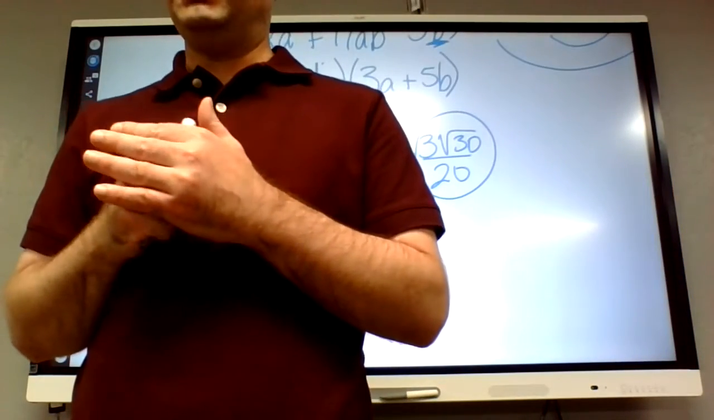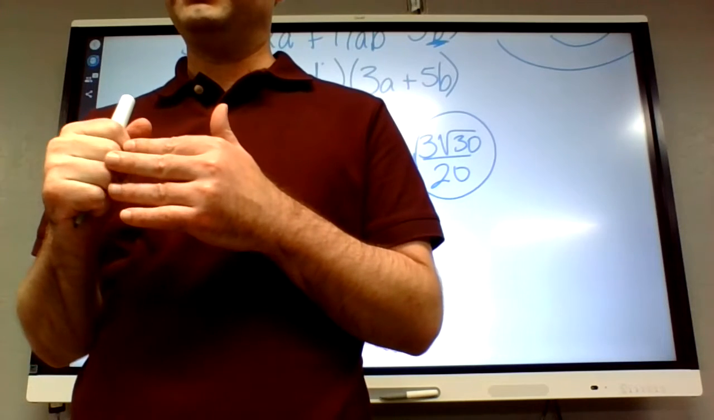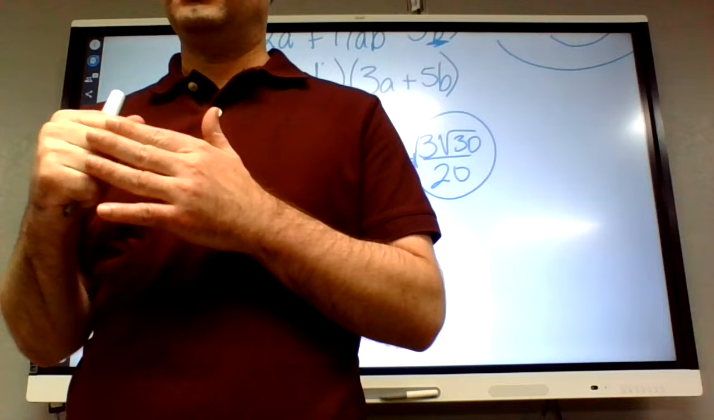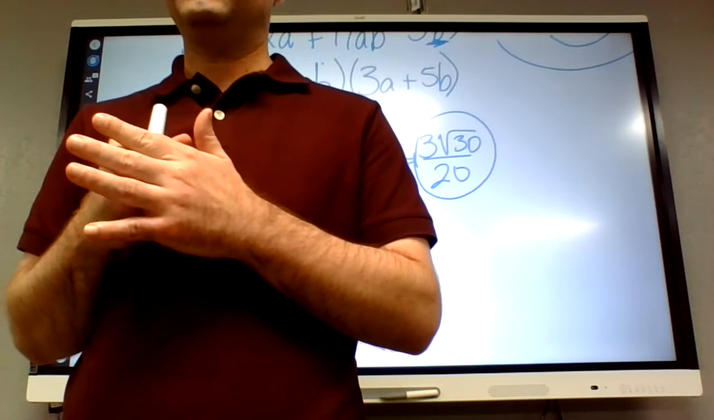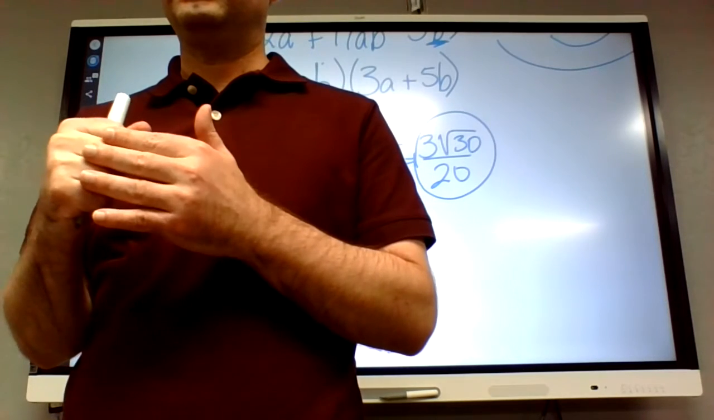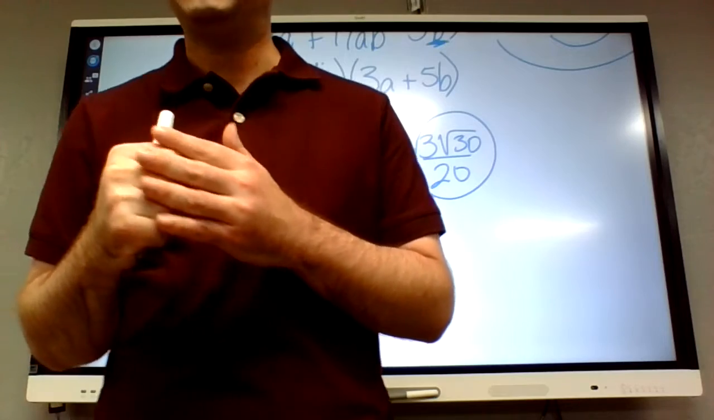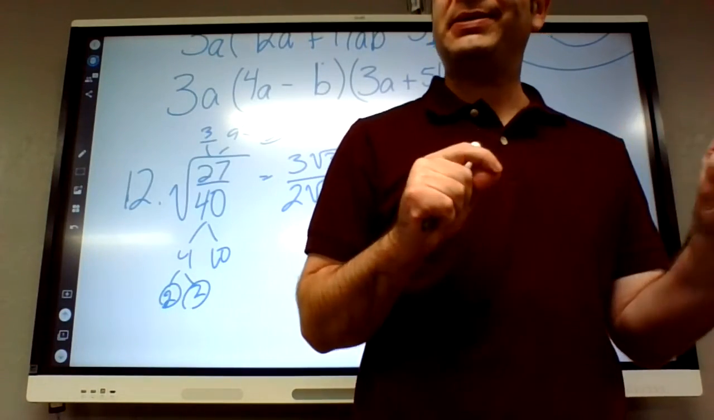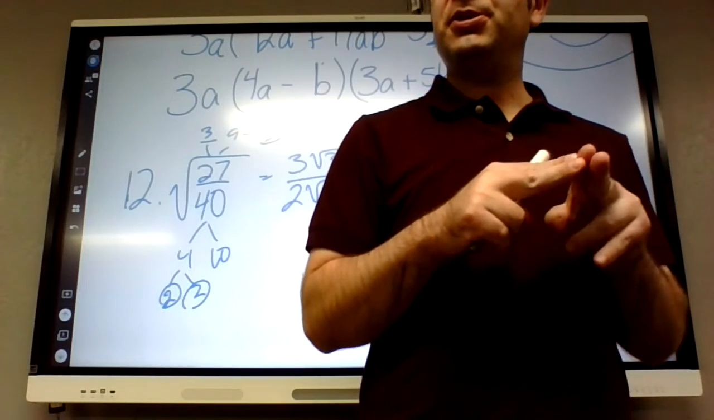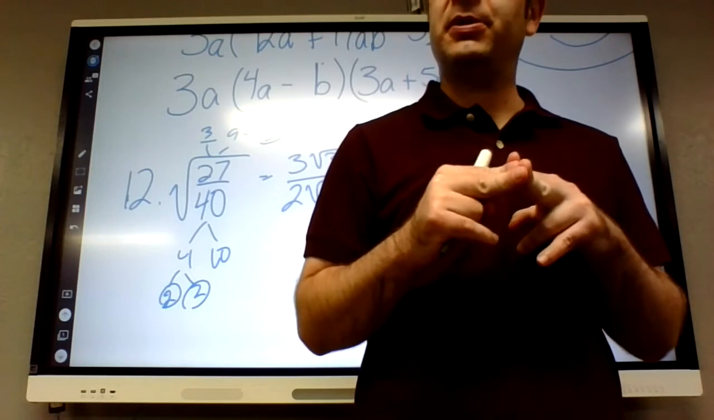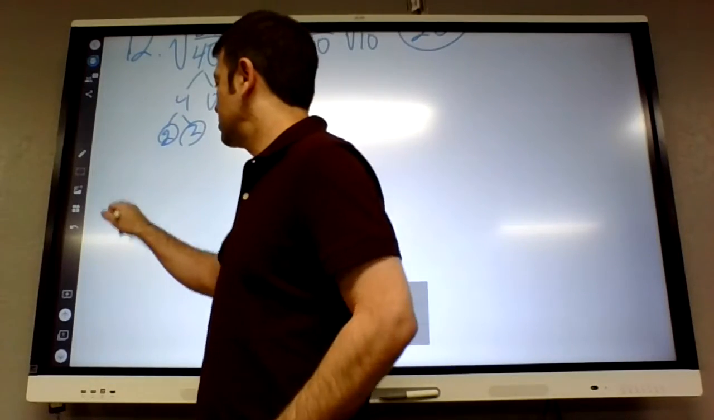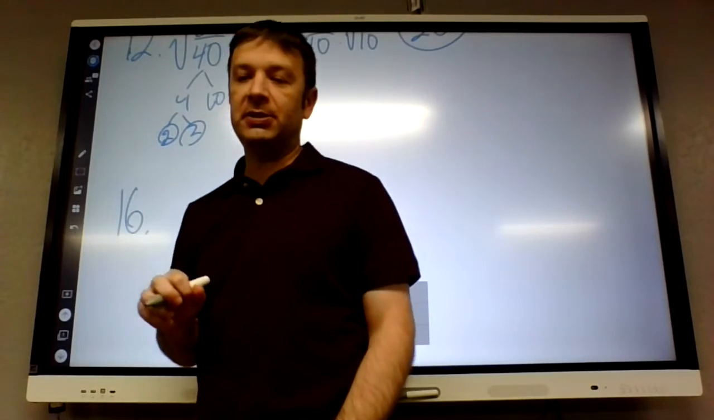On 14, what kind of problem is that? What kind of problem is 14? Subtraction, yeah. You can only subtract like terms though. Make sure you subtract both parentheses on the right. How do you know it's not FOIL? Because they're not next to each other.